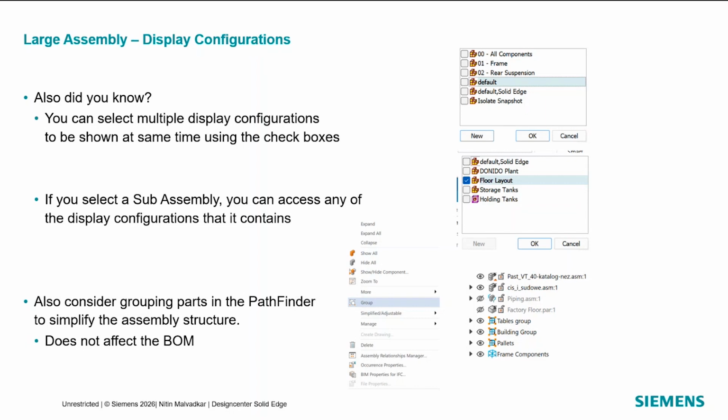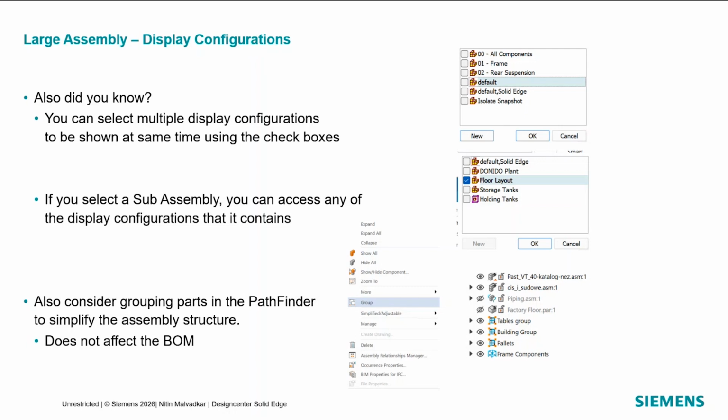Next, if you're working on a subassembly, Solid Edge allows you to access and use the display configurations which are defined within the subassembly. Now, this is pretty useful, especially when you're working with, let's say, modular designs, or sometimes if you're working on assemblies from your suppliers, right, where your configurations are already predefined by them. Now we have another useful feature, which is called grouping.